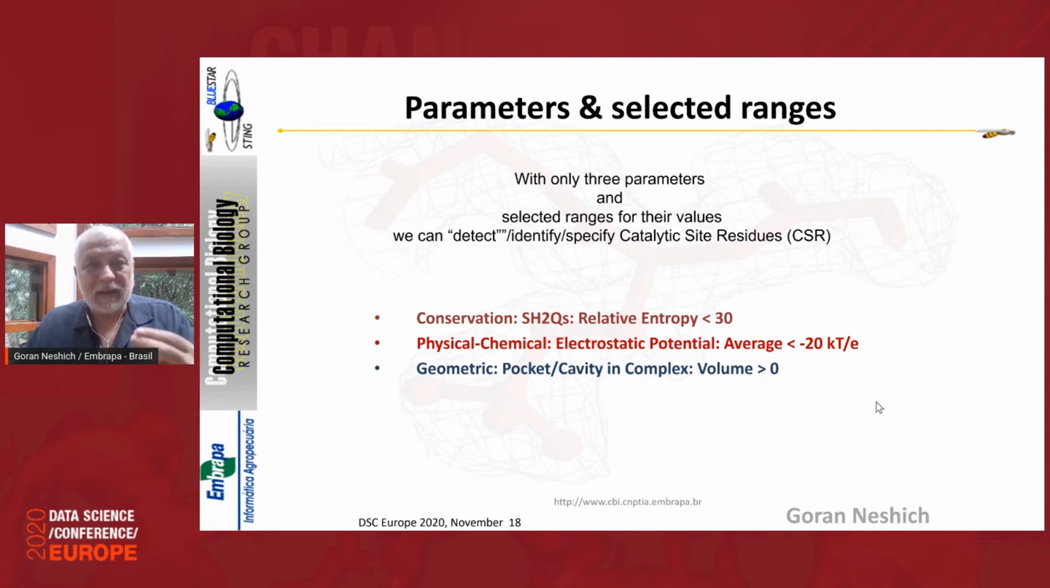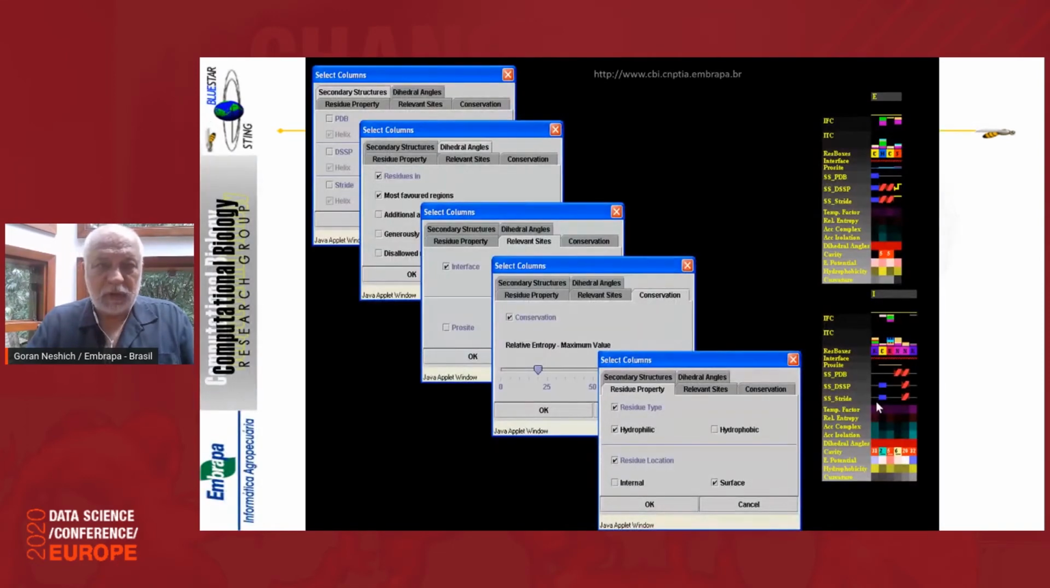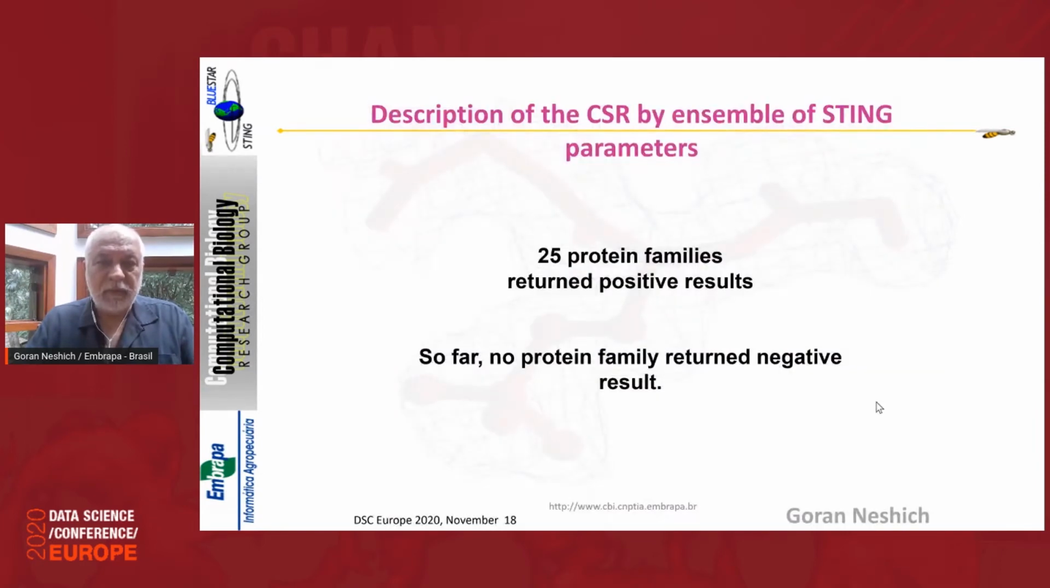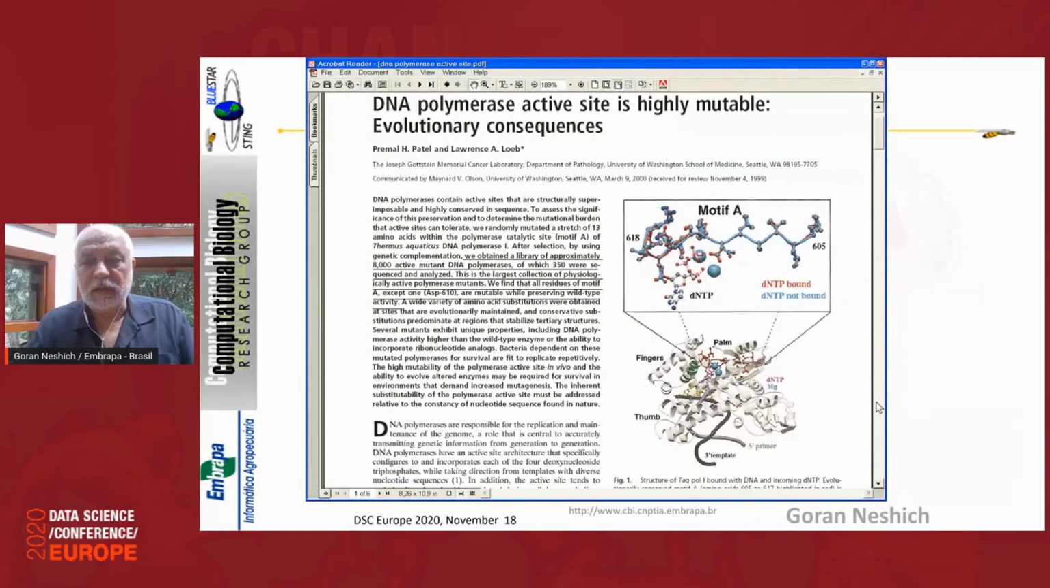So these are characteristics that will always, in this family of proteins, detect catalytic site residues, those that are responsible for the function. And we can do that by selecting in many families. In 25 protein families we tested, all returned positive results. So far, no family returned negative results.